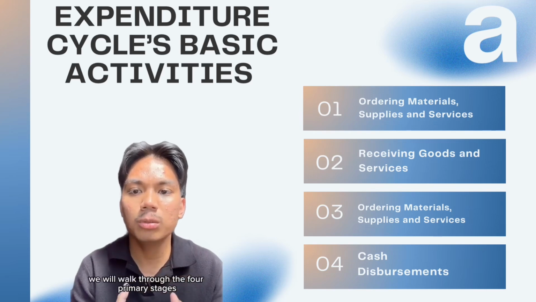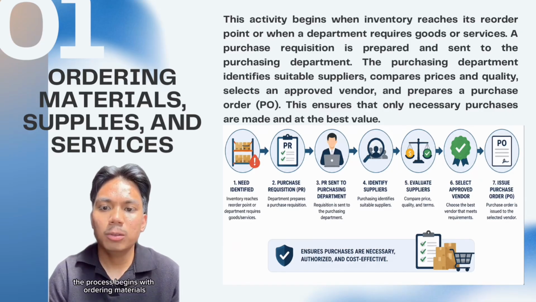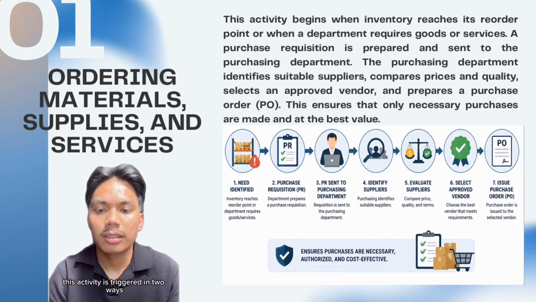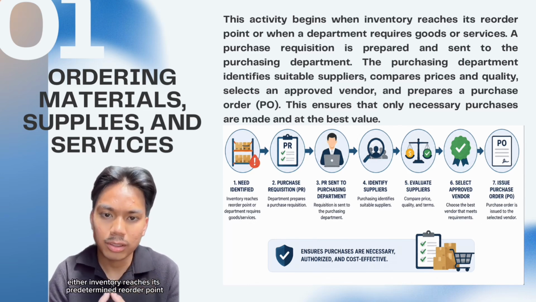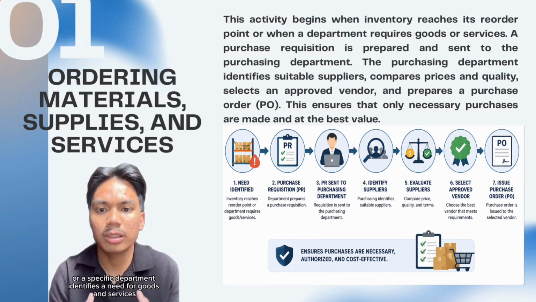We will walk through the four primary stages. First, ordering; second, receiving; third, approving; and fourth is disbursing. The process begins with ordering materials, supplies, and services. This activity is triggered in two ways. Either inventory reaches its predetermined reorder point, or a specific department identifies a need for goods and services.